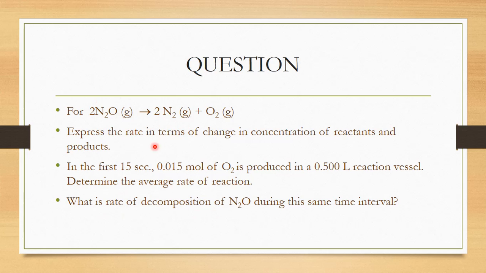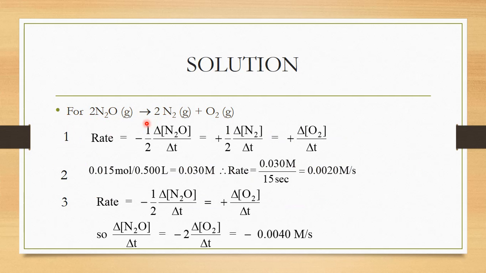What will you do? First we will express the rate. These are the stoichiometric coefficients of the reaction. We have to take care of that. See, this is the reaction. So what will be the rate? It will be minus 1 by 2 delta N2O upon delta T plus 1 by 2 delta N2 upon delta T is equal to plus delta O2 upon delta T.